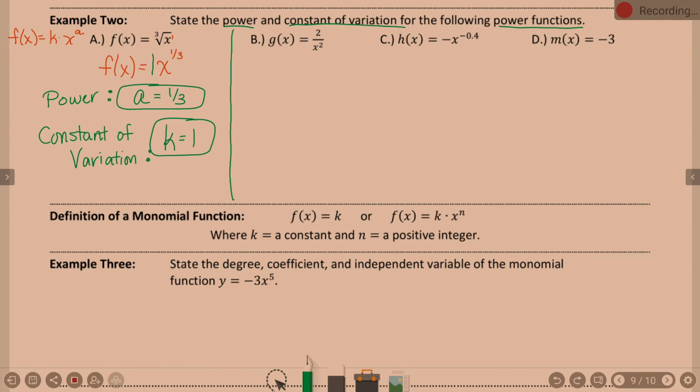Let's try B. Thoughts on B? g of x equals 2 over x squared. Power is negative 2. And what I was waiting for, my recommendation, can you rewrite this in a different form? We need to write it in that form to match k times x to the a. The 2's already up there. How do we get x squared out of the denominator? That's making that exponent negative, yes? When you take a denominator across that fraction bar, it changes sign. So it changes from positive 2 to negative 2. So with that in mind, my power is now negative 2, so my a is negative 2. What's my constant of variation? It's that 2, right? So k is 2.